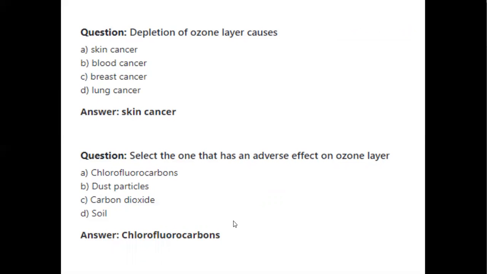Depletion of ozone layer causes skin cancer, blood cancer, breast cancer, lung cancer. You know, depletion of ozone layer causes skin cancer due to ultraviolet radiations. Option A is your right answer. Select the one that has an adverse effect on ozone layer: chlorofluorocarbon, dust particles, carbon dioxide, soil. Option A is the right answer. Chlorofluorocarbon has an adverse effect on ozone layer.